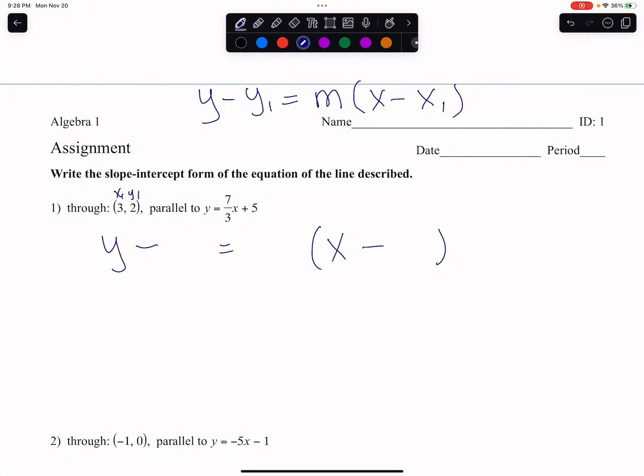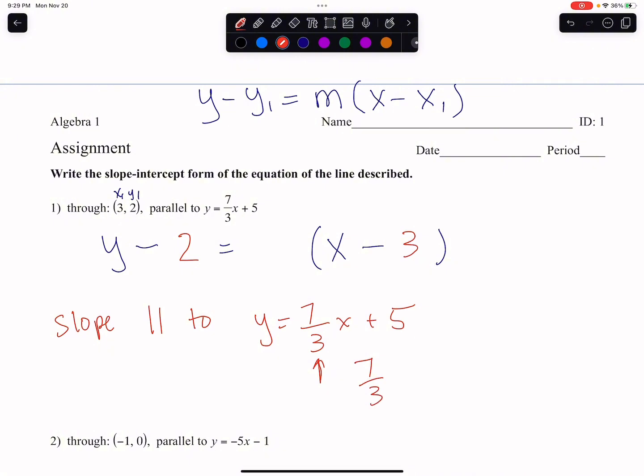So we know what our x1 is. Our x1 is going to go back here. That's going to be 3. Our y1 is going to go here. That's going to be 2. But we need to identify the slope that is parallel to the original. The first thing we've got to do is identify the slope in the original equation, which is here, 7/3. And because we know the slope is going to be parallel, it's the same slope. 7/3 goes here.